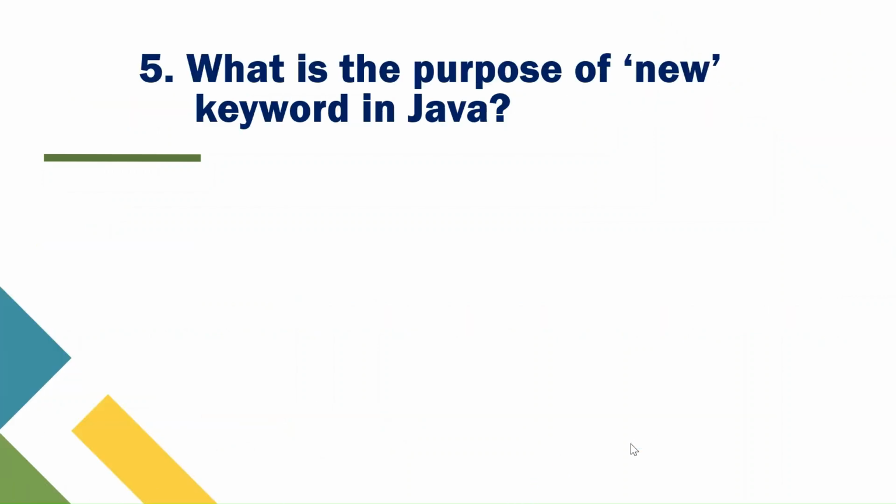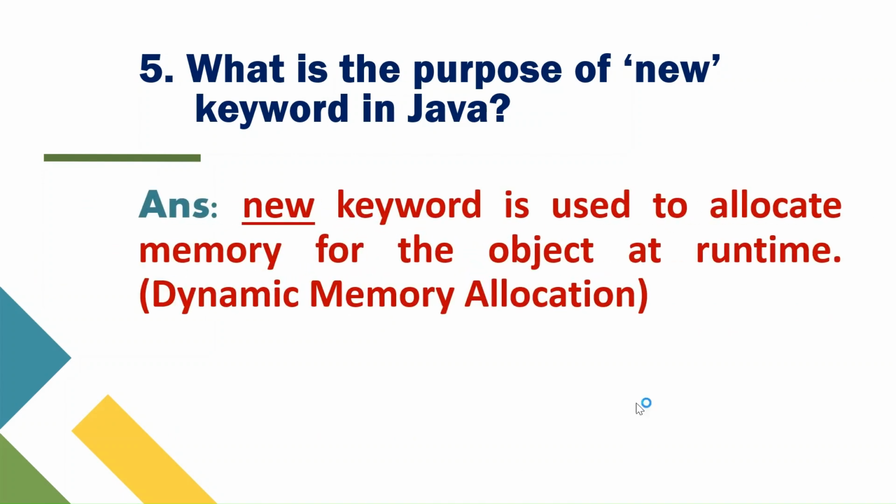What is the purpose of the new keyword in Java? The new keyword is used to allocate memory for the object at runtime, which is nothing but dynamic memory allocation.